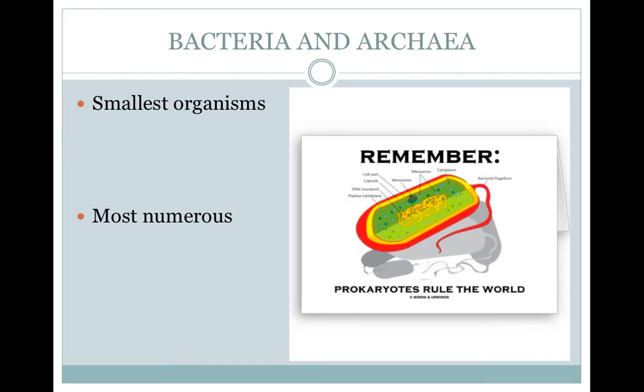Bacteria and archaea are the smallest organisms. They can be 0.5 to 5.0 micrometers, which is 5% the size of most eukaryotic cells. They are the most numerous organisms on Earth. There are more prokaryotes living on and in our bodies than we have human cells.